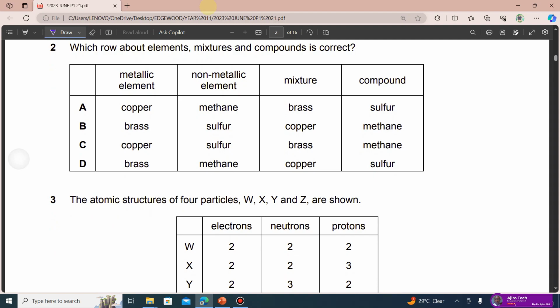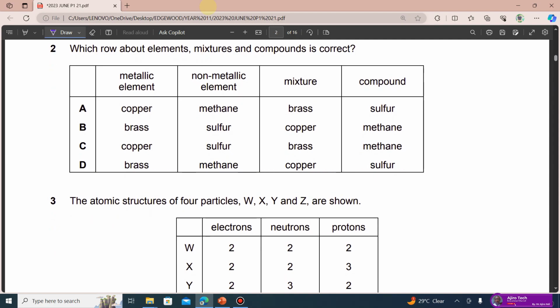Which rule about elements, mixtures, and compounds is correct? We are going to apply the same thing here. Metallic element. Brass is not a metallic element. It is an alloy. So it cancels out. So we have two options already off. We are left with two other options.